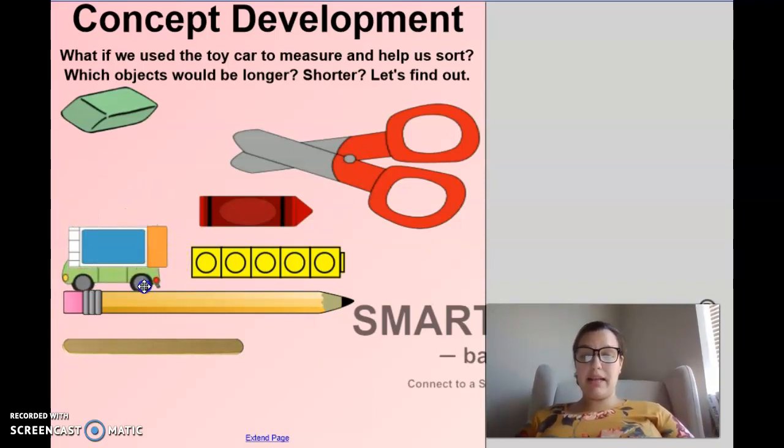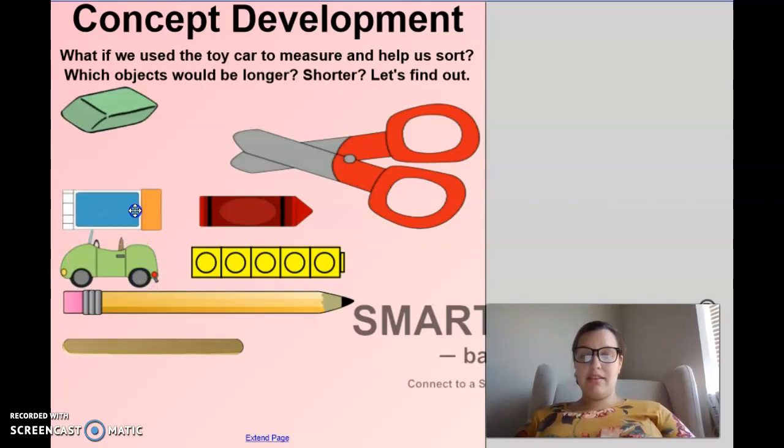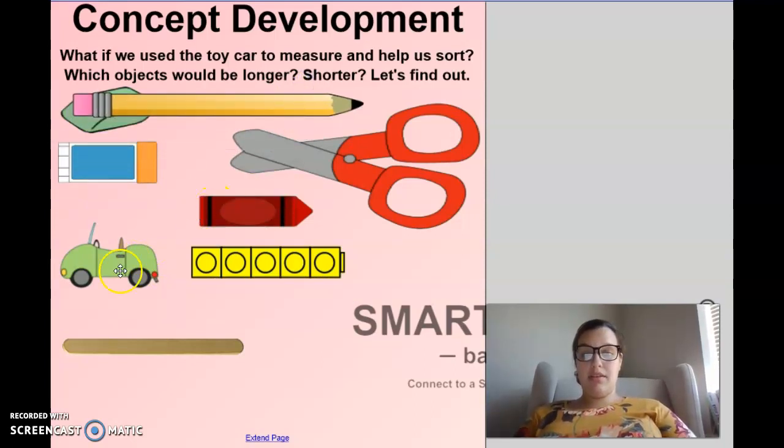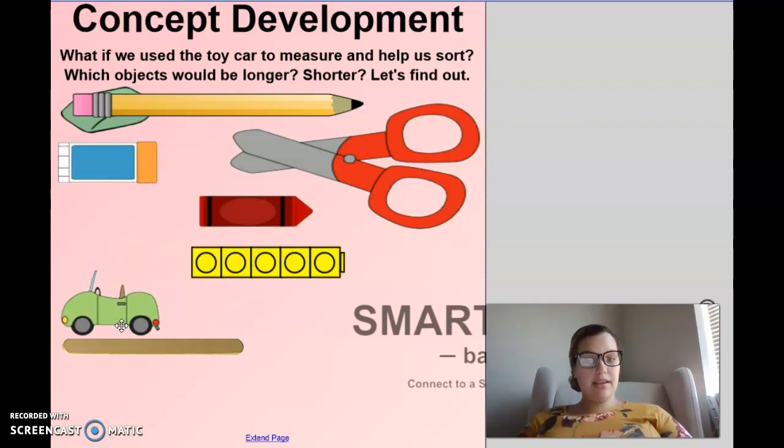Pretty good. Let's go to our pencil. Is the car longer or shorter than the pencil? It is shorter. Our car ends here and our pencil has this whole thing to go. What about the popsicle stick? Is our car shorter or longer? It is shorter.